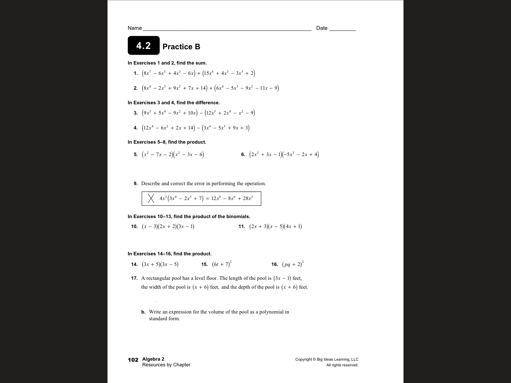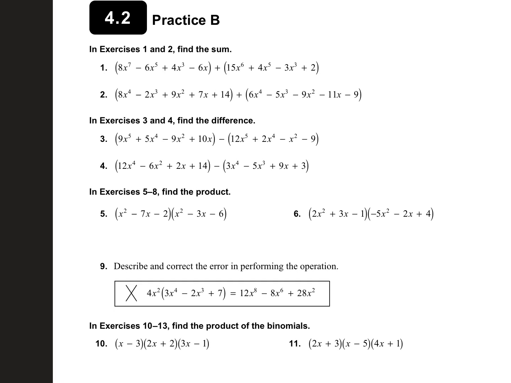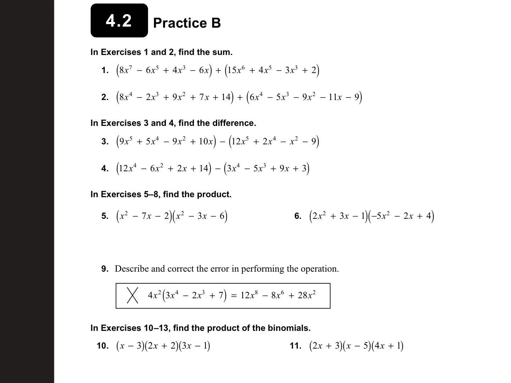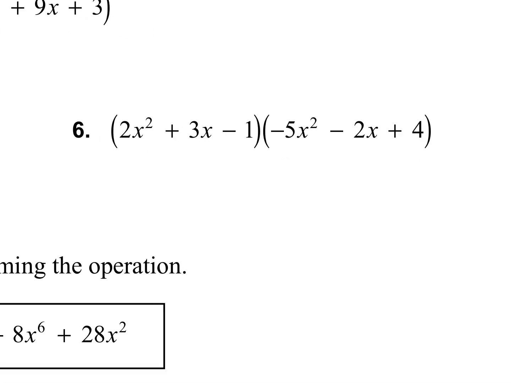From 4.2, I think I trust that you guys know how to combine your like terms with questions 1 through 4. When subtracting, what do I need to do first? Distribute. You distribute the negative and then combine your like terms. Let's do number 6. So number 6, we just have to make sure everything in our first set gets multiplied to everything in the second.